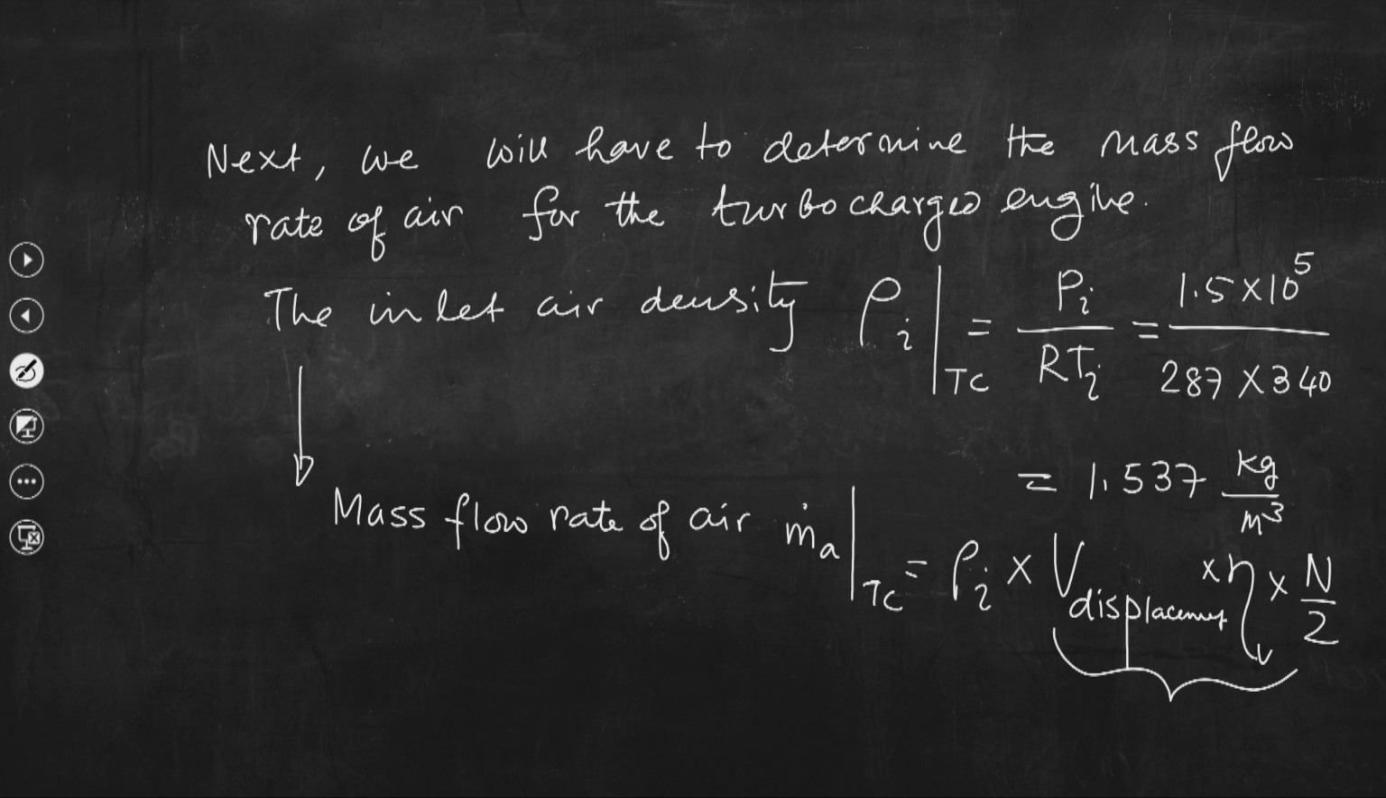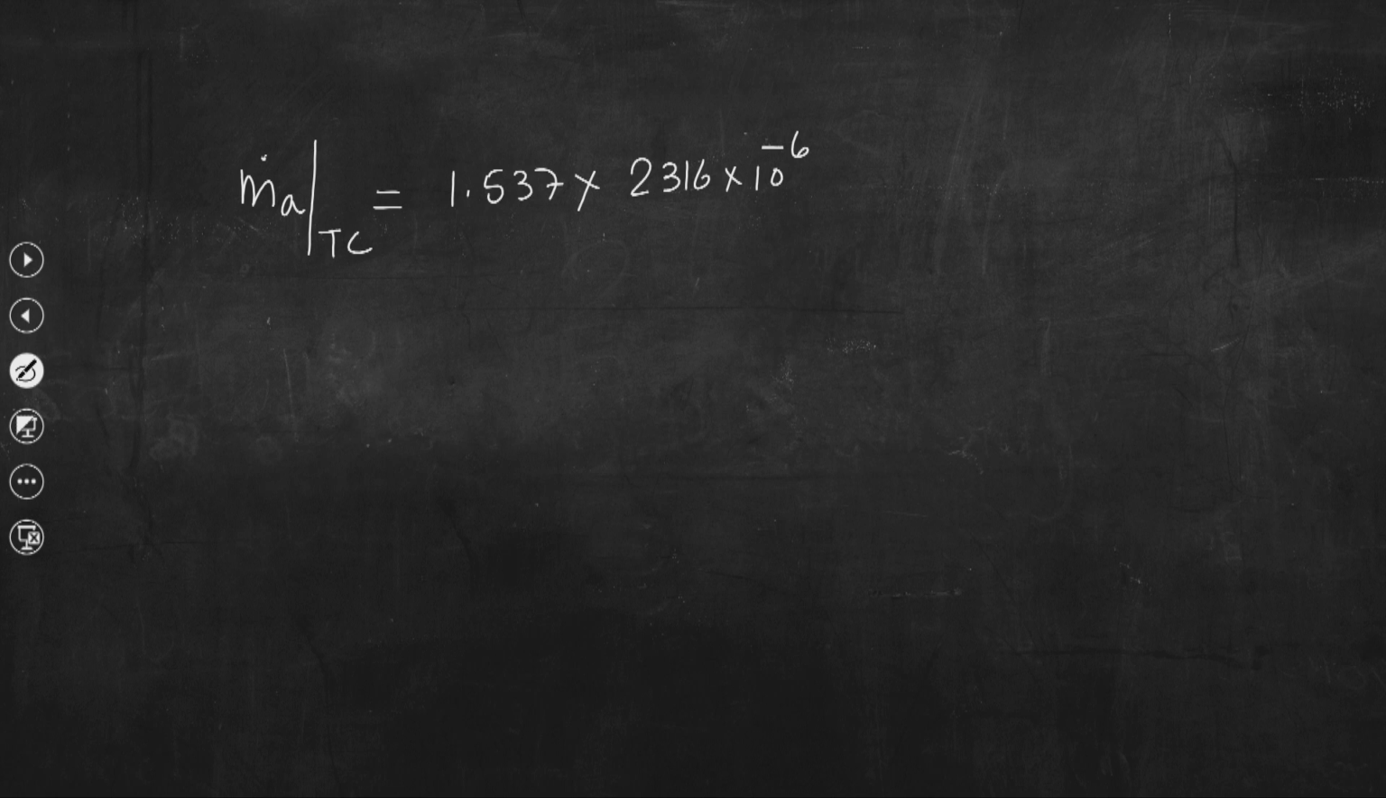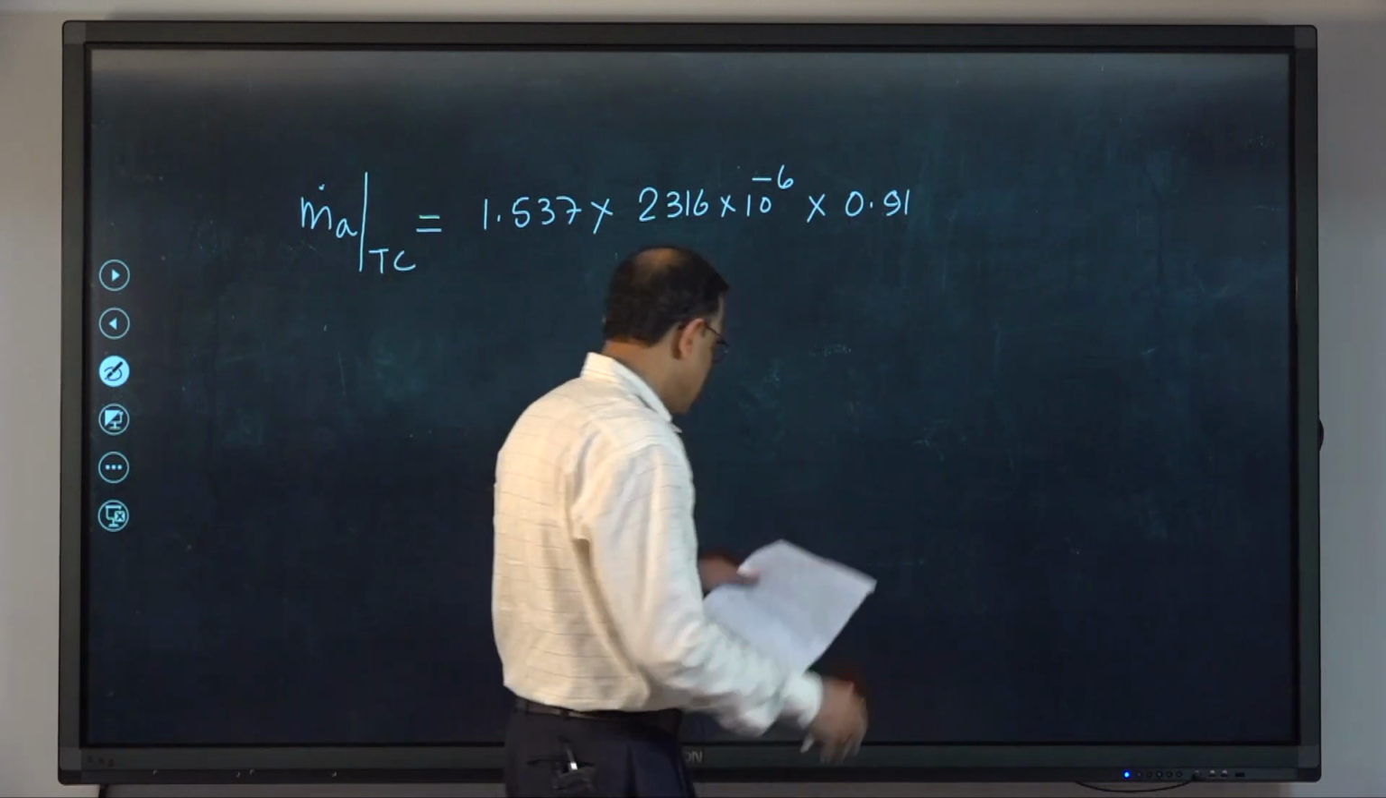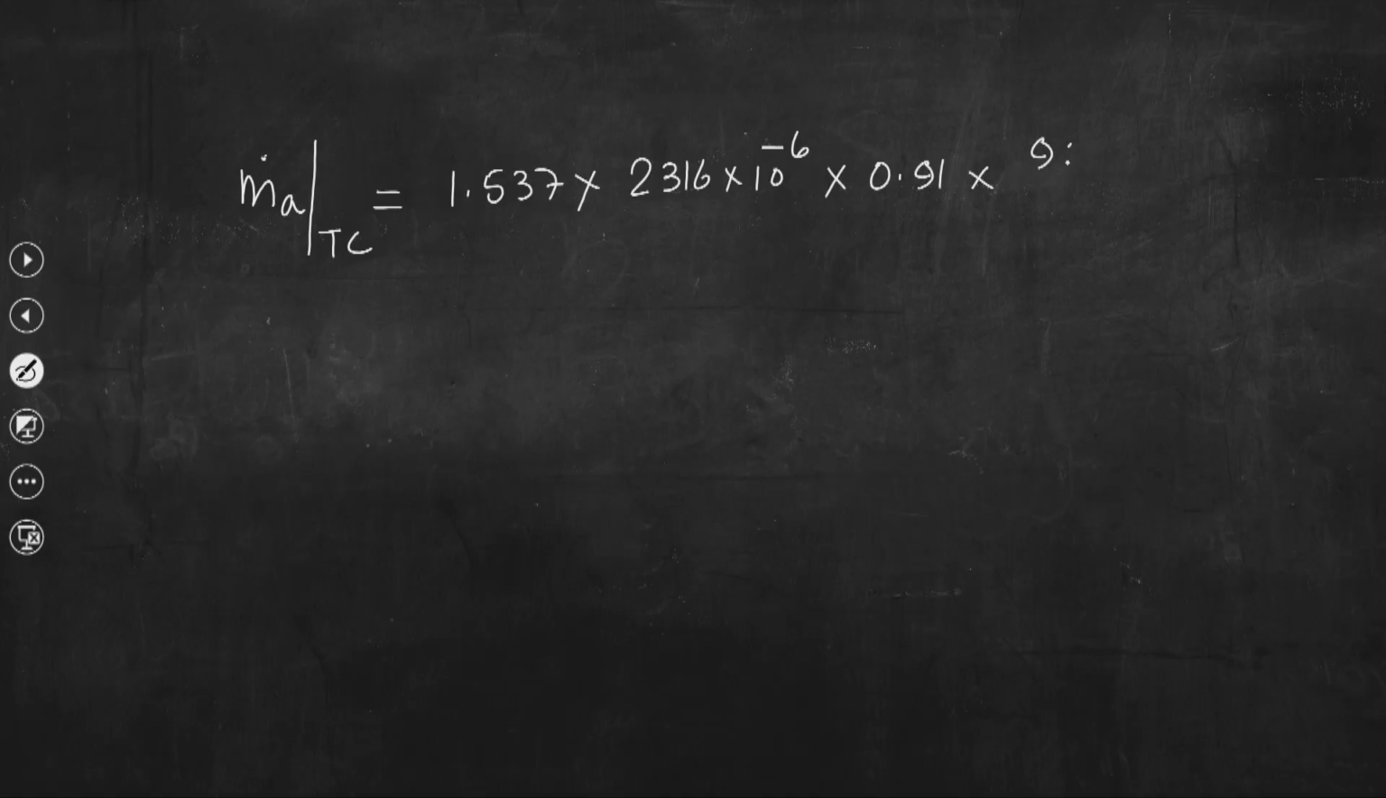So, if we go to the next slide and plug in the values, we will get the mass flow rate of air. For the turbocharged case, the density is 1.537 kg per meter cube, and the displacement volume is 2316 centimeter cube into 10 power minus 6 meter cube. Volumetric efficiency is 91%, which you can recall, because we have discussed 2-3 times that volumetric efficiency has increased because of this turbocharging. Then 0.91 into RPS, which is 90 by 2, because in a 4-stroke cycle there are 2 revolutions in one cycle.